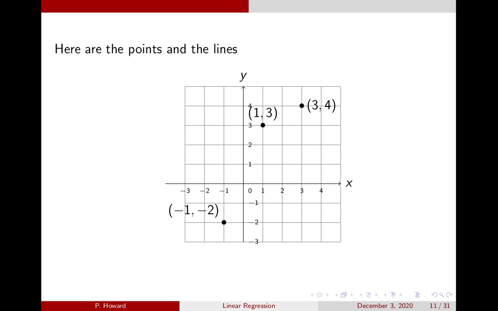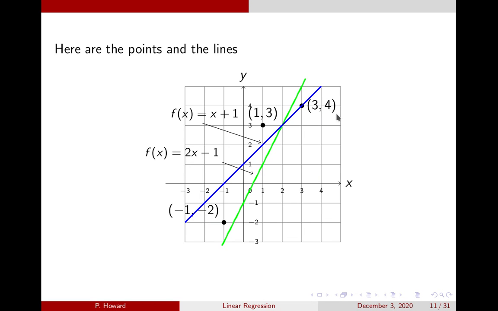So here's a picture. Here are the 3 points: minus 1, minus 2; 1, 3; and 3, 4. Here is the first line, whose sum of the squared deviations we calculated. And here is the second line, f of x equals x plus 1. It's not obvious from the picture that the blue line is a better fit than the green line. But according to our calculations, it fits the 3 points better. The blue line fits better.